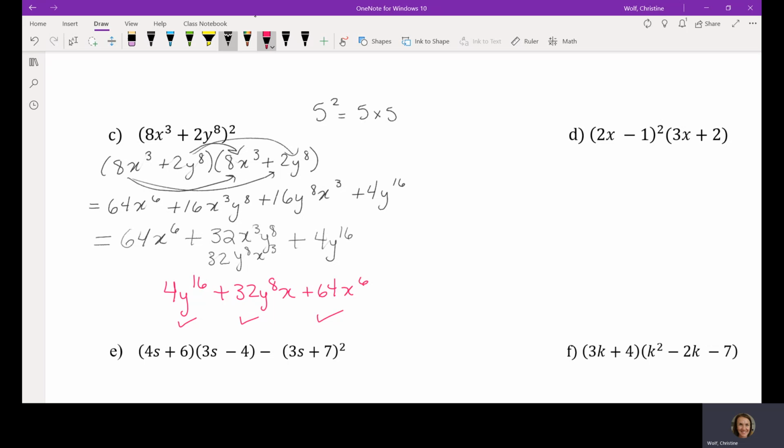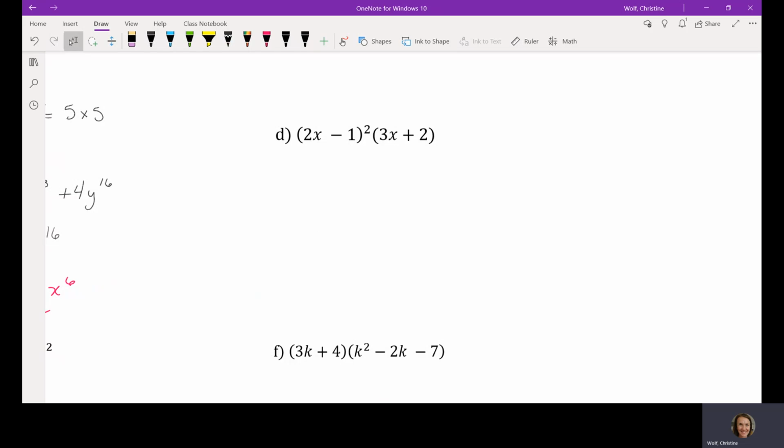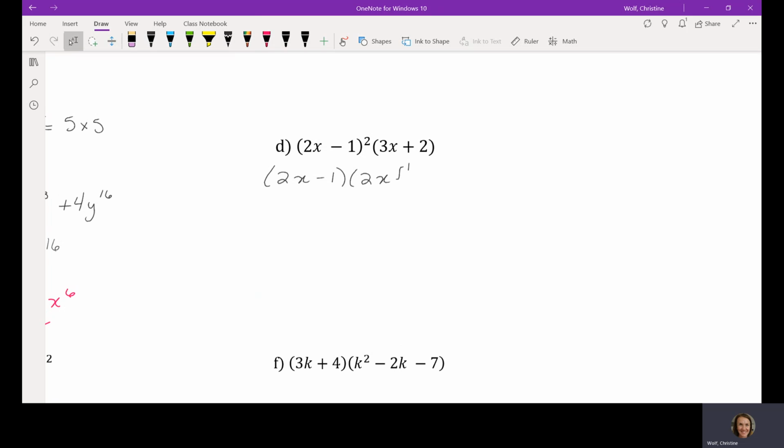Okay, so don't worry too much about that. Okay, this one right here. So as you can see, I have this first bracket, 2x minus 1, all squared. So I just finished explaining that that means times itself, right? So I'm actually going to rewrite it as 2x minus 1 times itself, and then I have 3x plus 2 as well.